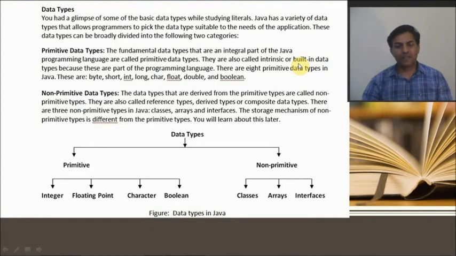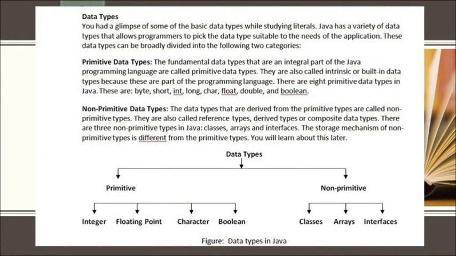Now, data type is categorized in two, that is primitive and non-primitive. Primitive data types are your integer, float, character and boolean. Non-primitive data types are class, arrays and interface. So, these are the two different types of data types, primitive and non-primitive.